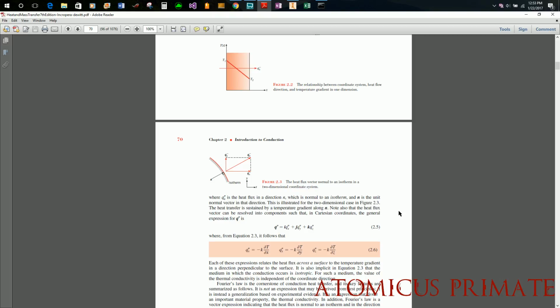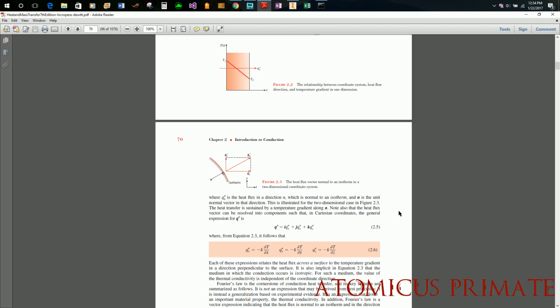The heat transfer is sustained by a temperature gradient along bold n. Note also that the heat flux vector can be resolved into components such that, in Cartesian coordinates, the general expression for Q double prime is i times Q sub x double prime plus j times Q sub y double prime plus k times Q sub z double prime.